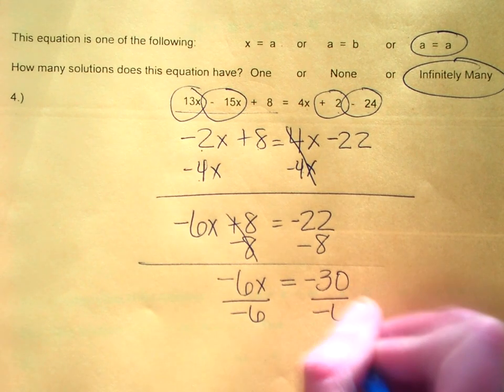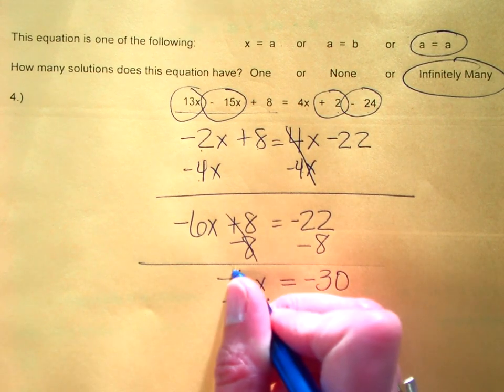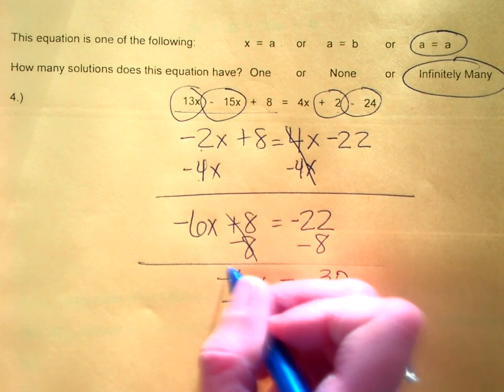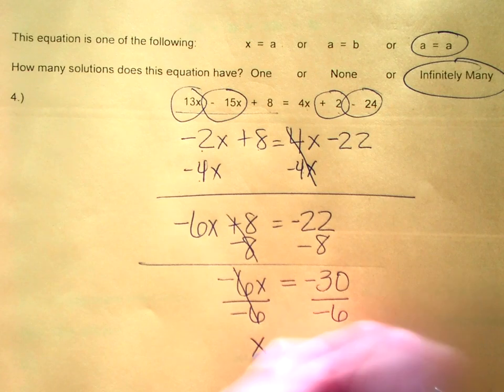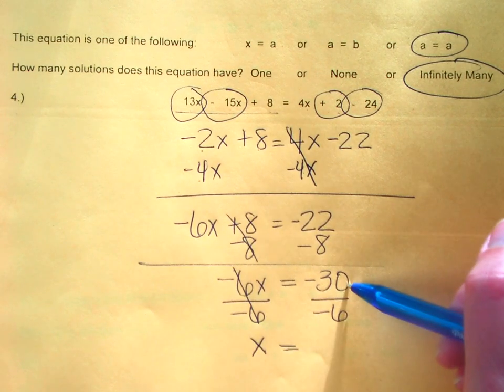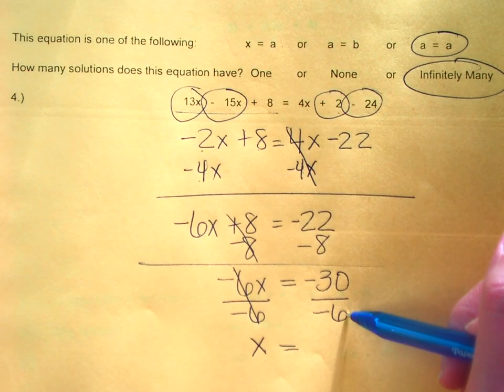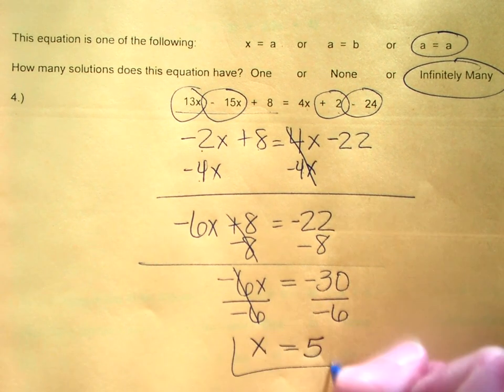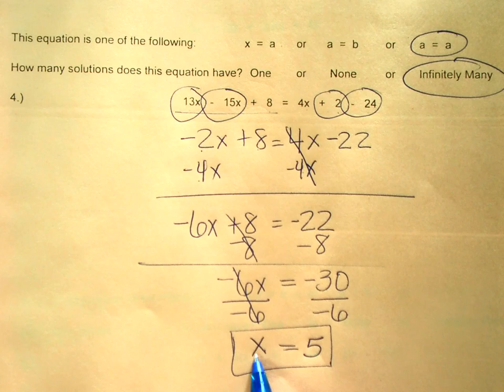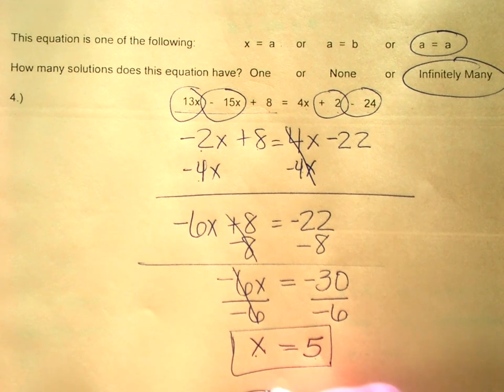-6 divided by -6 cancels. +1, or 1x is just x. And then a -30 divided by -6 gives us a +5. And so on this one, we're left with a variable, and it's telling us what the answer is. X is 5. So that's an example of that x equals a, and we have just one solution.